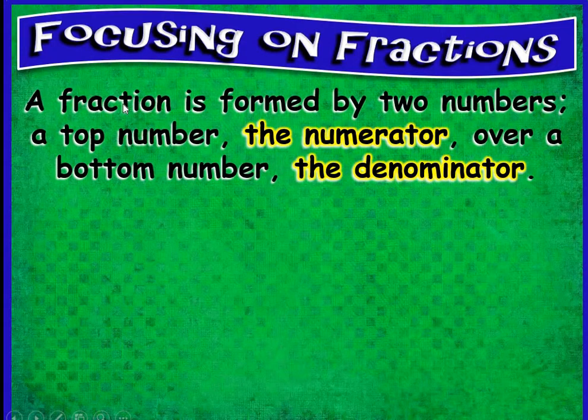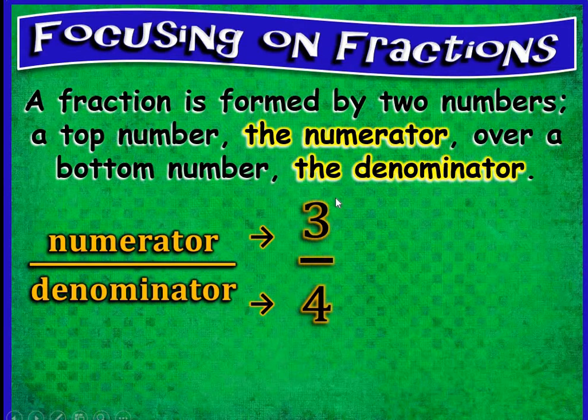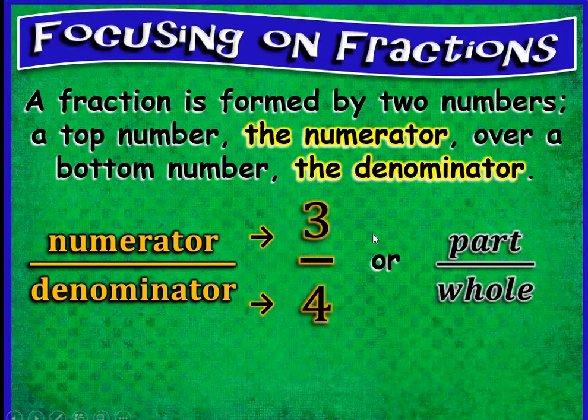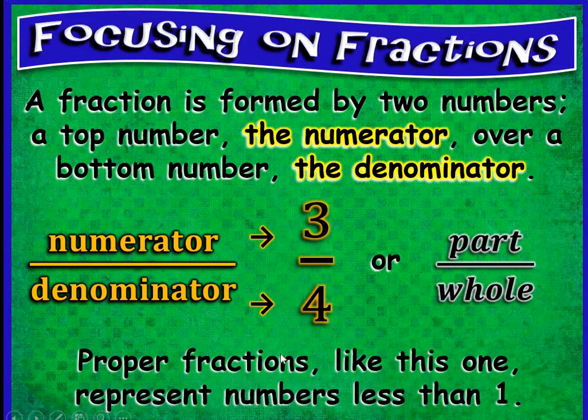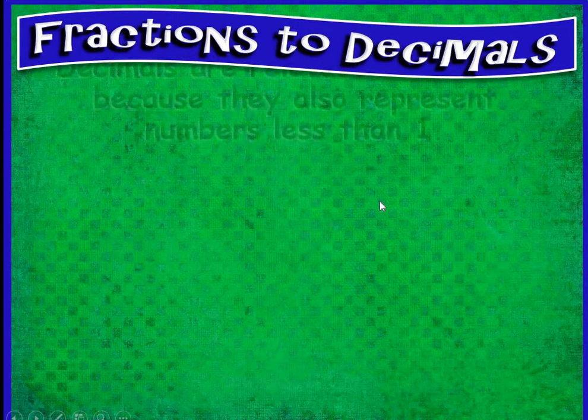Now what is a fraction? A fraction is formed by two numbers, a top number, the numerator, over a bottom number, the denominator. Here is one example of a fractional number, 3/4. In this the numerator is 3 and the denominator is 4. Or we may say 3 parts out of 4 wholes. That means a whole is divided into 4 parts and we are taking 3 parts. Proper fractions like this one represent numbers that are less than 1.